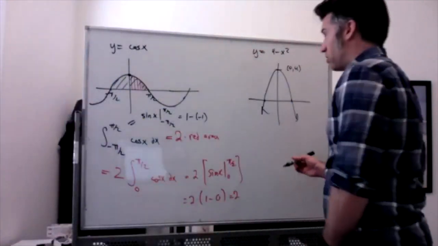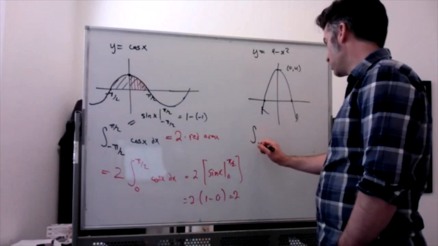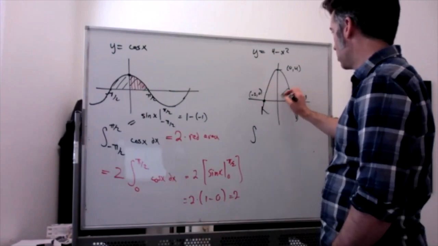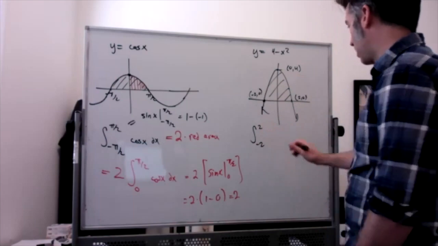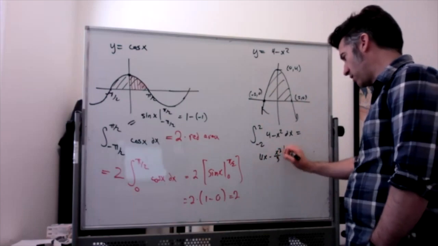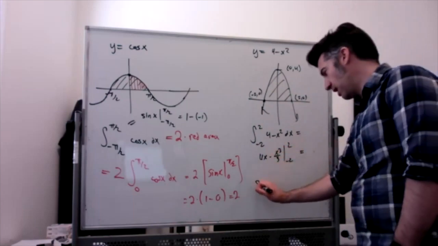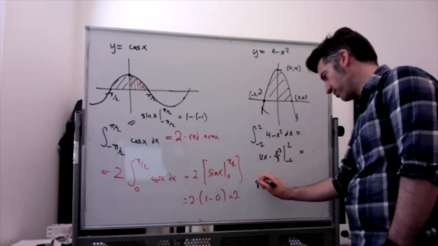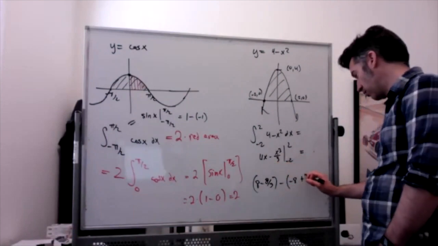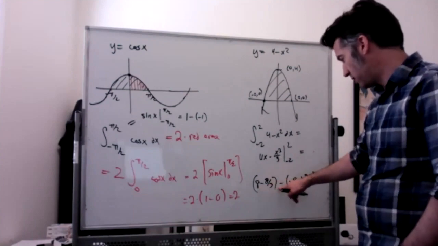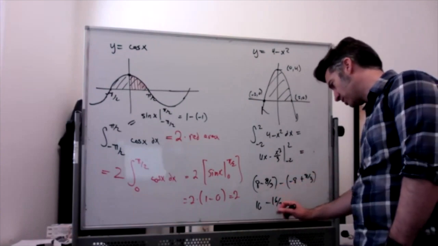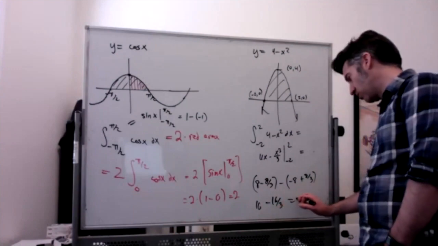Same kind of deal here. You could totally do the entire integral from negative 2 to 2 and you would get 4x minus x cubed over 3 from negative 2 to 2. Plug in 2, you get 8 minus 8/3. Plug in negative 2, you get negative 8 minus negative 8/3, so plus 8/3. 8 plus 8 is 16, and negative 8/3 minus 8/3 is minus 16/3. And 48/3 minus 16/3 is 32/3.